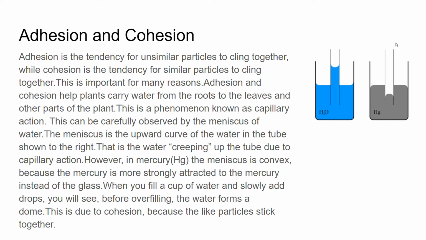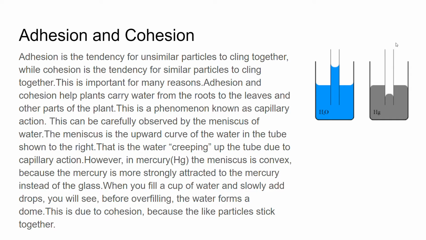Next, we will be looking at adhesion and cohesion. Adhesion is the tendency for dissimilar particles to cling together, while cohesion is the tendency for similar particles to cling together. This is important for many reasons. Adhesion and cohesion help plants carry water from the roots to the leaves and other parts of the plant. This is known as capillary action.